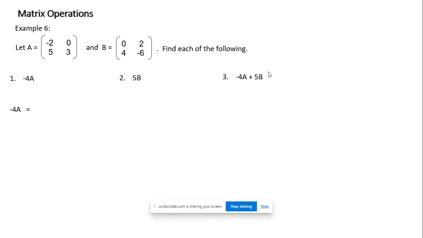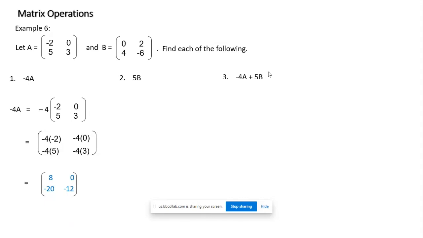Okay, so that is a scalar multiplication of matrix A. I'm going to multiply -4 to matrix A, which is -2, 0, 5, 3. Again, this -4 has to be multiplied to each element in the matrix. So let's go ahead and do that. -4 times -2, -4 times 0, -4 times 5, -4 times 3. We simplify, we have positive 8, 0, -20, -12. So that one was the first one, -4A.